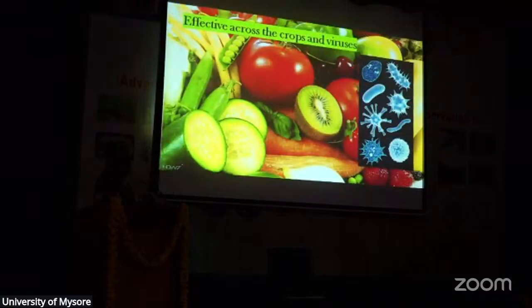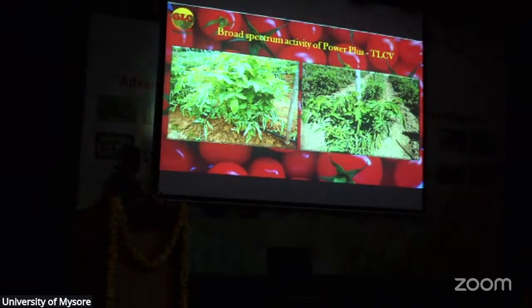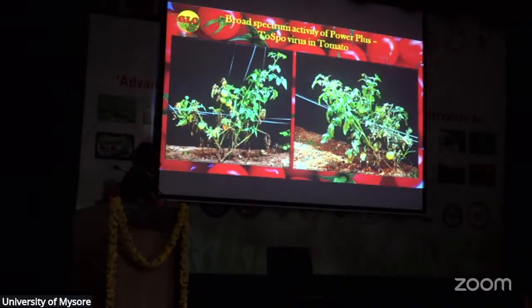And it is not only for papaya. It has a very broad host range. Like tomato, where leaf curl is the major problem, it is working on tomato. It's a DNA virus, not an RNA virus. This is a spotted wilt virus. It is working and the plant is recovering.